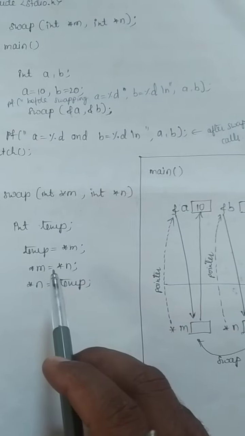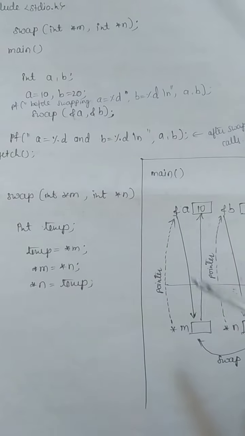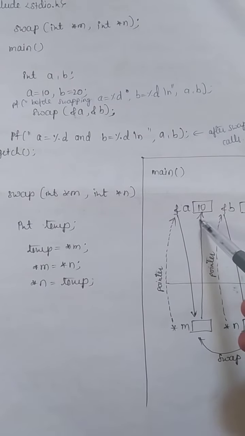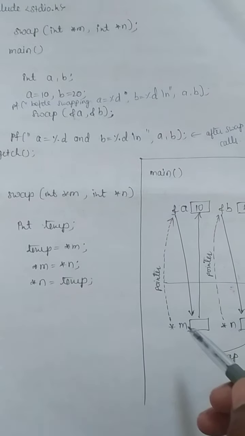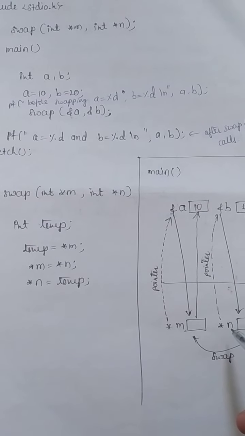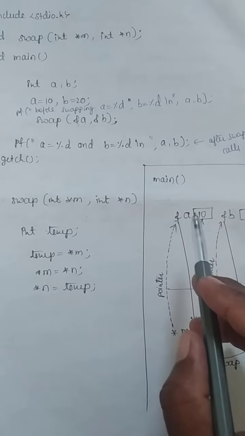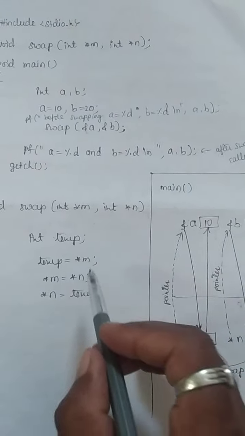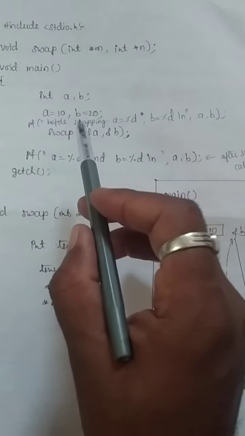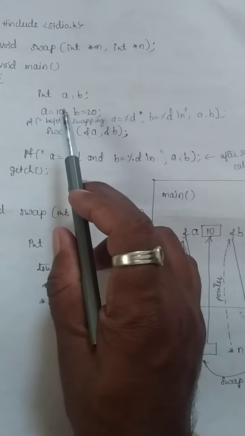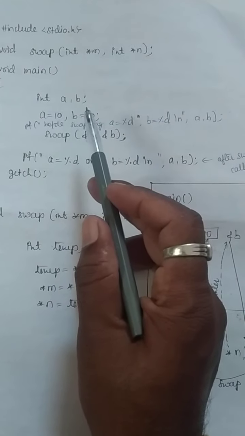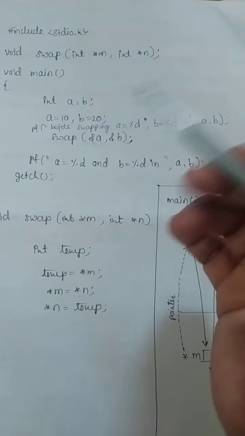Got it? You can observe that the variables A and B are updated instead of m and n. In the previous example, m and n were updated. Correct? In this example, A and B are updated. It means if you use a pointer, whichever address location is there, the value in that address location is going to be changed. This is called pass by address.